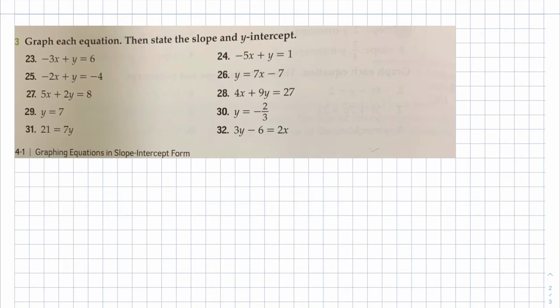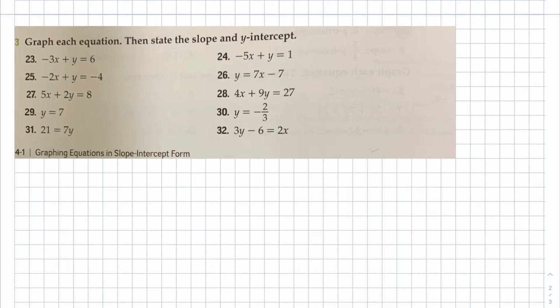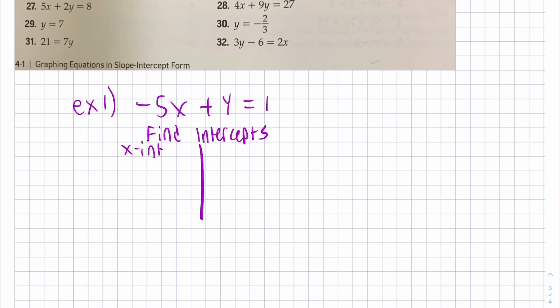So let's do number 24 first. Negative 5x plus y equals 1. That'll be our first example. Our steps to graphing standard form are: find the intercepts. And there's two intercepts, so let's find the x-intercept first.